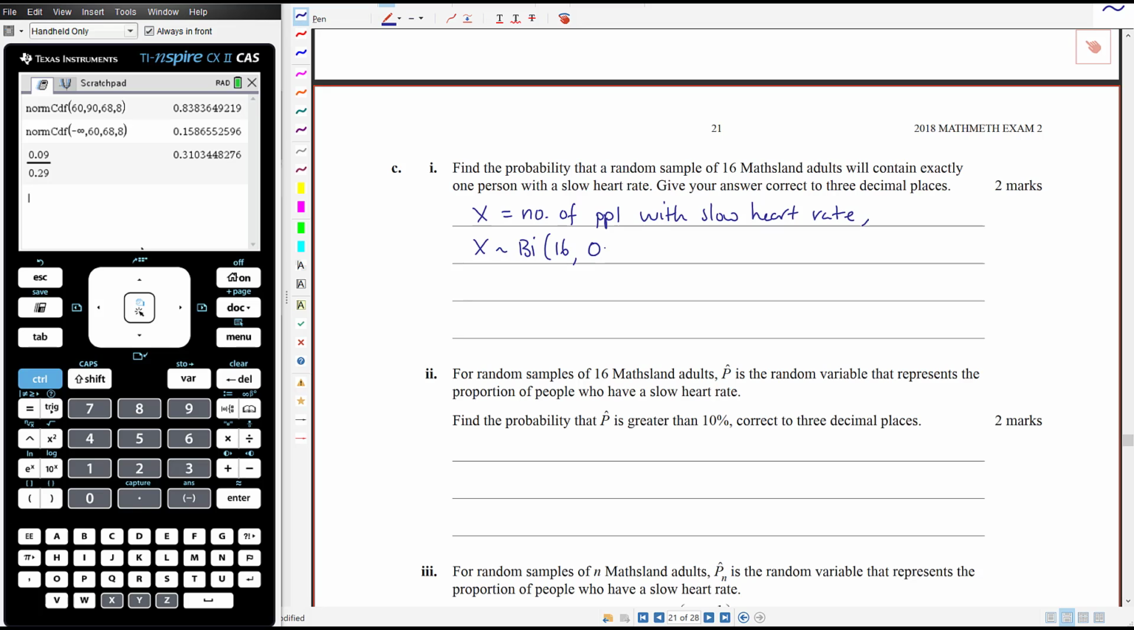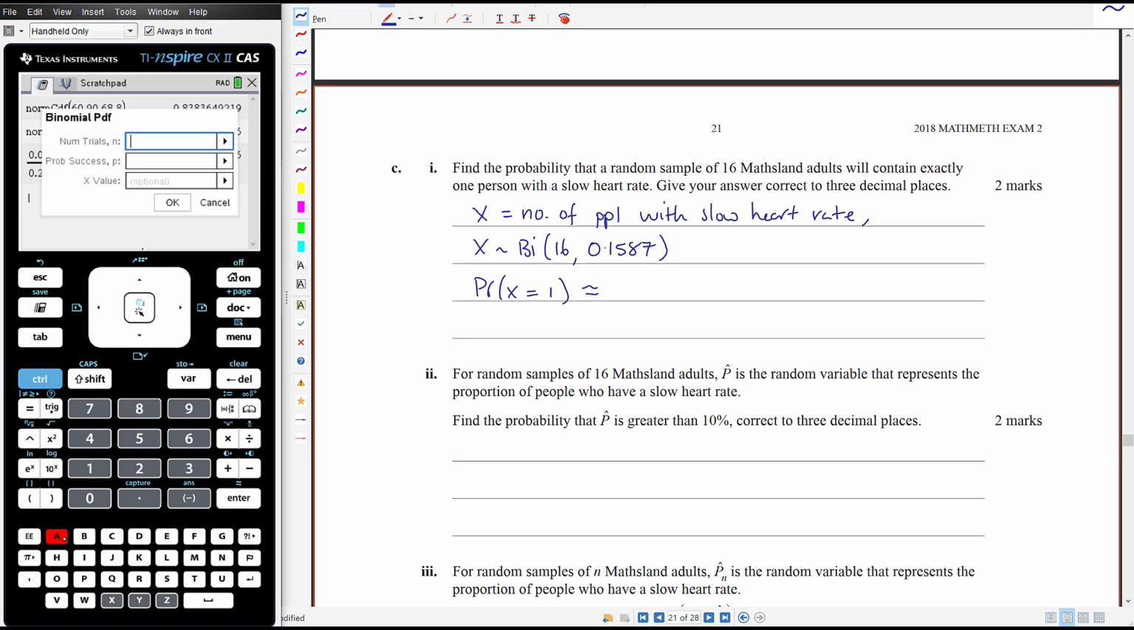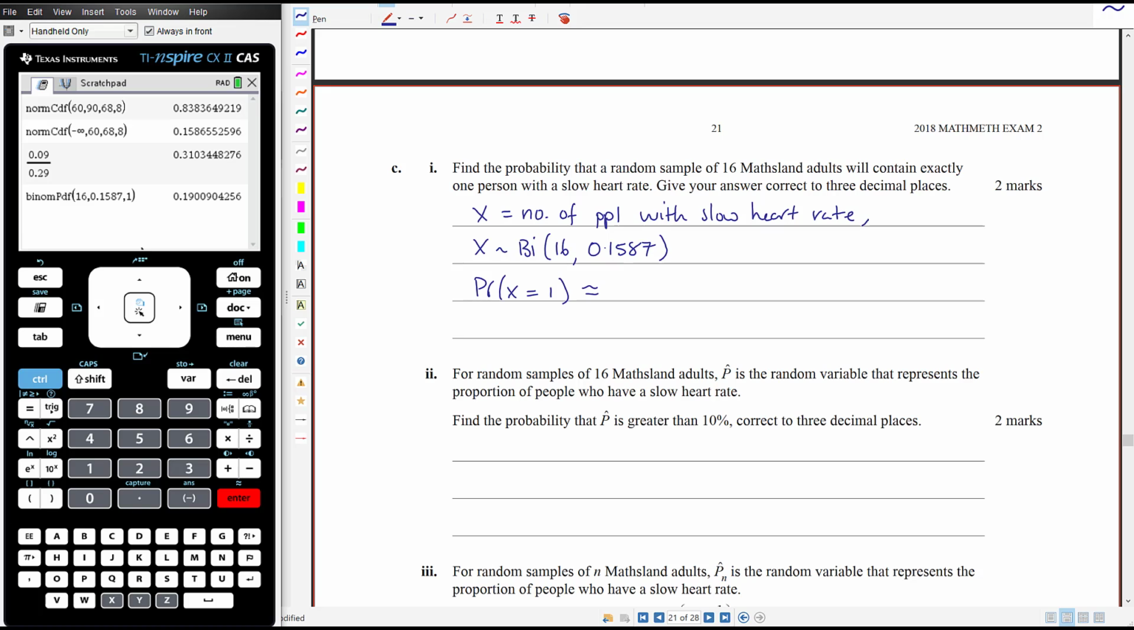We can use that random value because that's what's expected here. We want to know the probability that in a random sample of 16 adults there'll be exactly one person, so the probability that X is equal to 1, correct to 3 decimal places. So menu 5, 5, A we can use for Binomial Pdf. We've got 16 trials, probability of success is 0.1587, and the X value is 1. Correct to 3 decimal places, this is 0.190. Again, you must have the 0. It's not exactly 0.19, there's more going on afterwards. It's just to 3 decimal places.